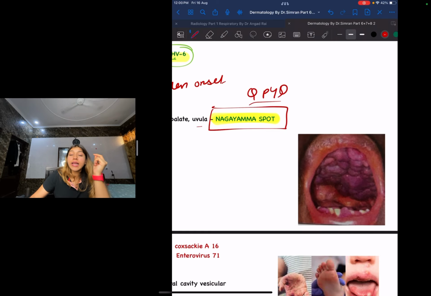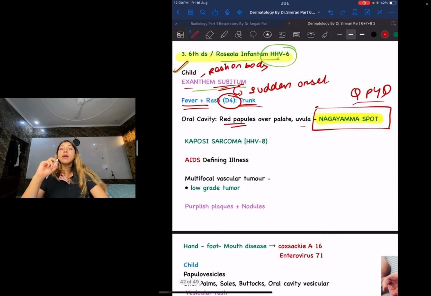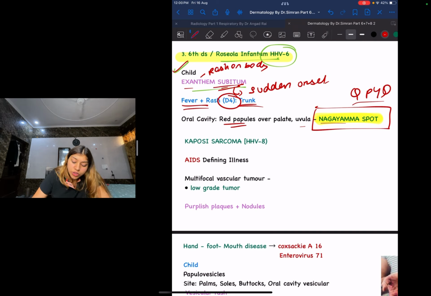What are the Nagayama spots? They're basically when you check the oral cavity, if you see red papules over the palate or the uvula, then you will call that a Nagayama spot. Okay, that is what you need to know about sixth disease. Also called roseola infantum, caused because of HHV6. Easy to remember. Sixth disease, HHV6, roseola infantum.